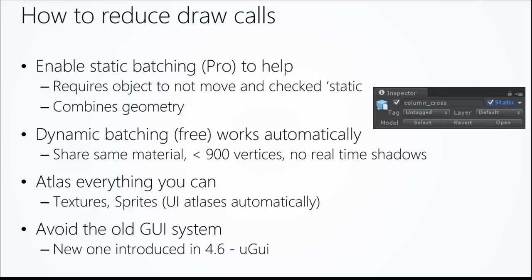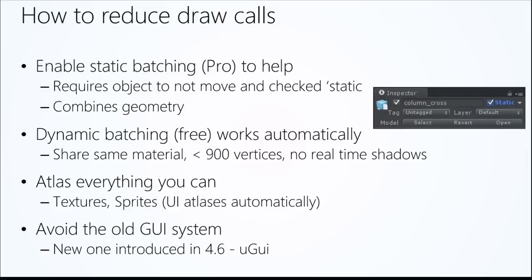But there are a couple things that you do have to worry about. It has to be the same material shared. So if you have zombies running around, those zombies have a shared material. As long as they're less than 900 vertices in that zombie, this will happen automatically, and also as long as those objects don't have any real-time shadows on them. Ideally, you want to atlas everything you can, right? Take your sprites, pack them together, your textures, pack them together. And I know you do this quite a bit, and you'll show that when you look at the Rubble one shortly.